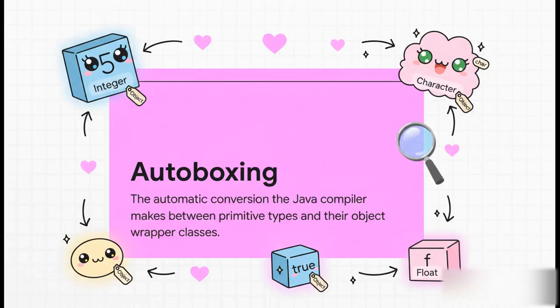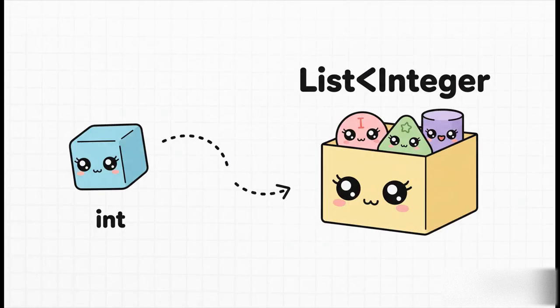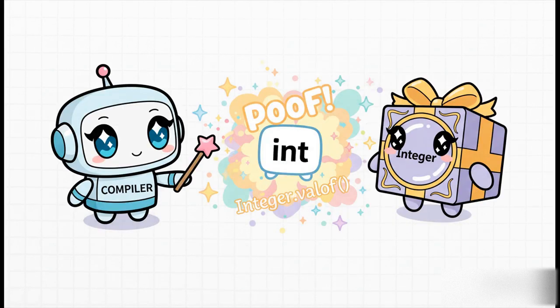Okay, so how does Java connect these two worlds? Well, it uses a neat little trick called auto-boxing. So as a programmer, you just write your code like normal. You can add an int directly to a list of integers. But here's the magic. The compiler is secretly converting that int into an integer object for you.